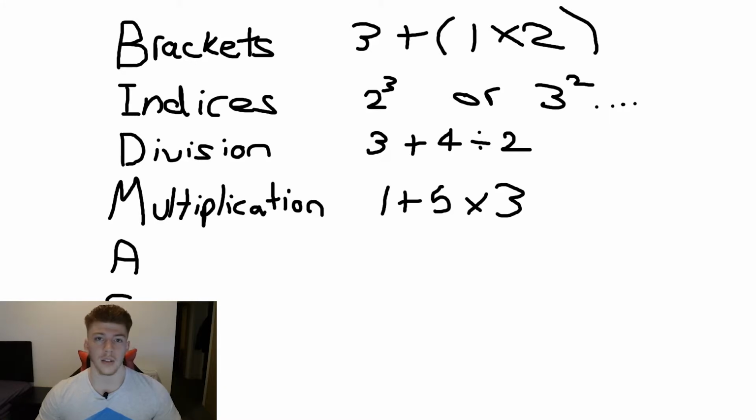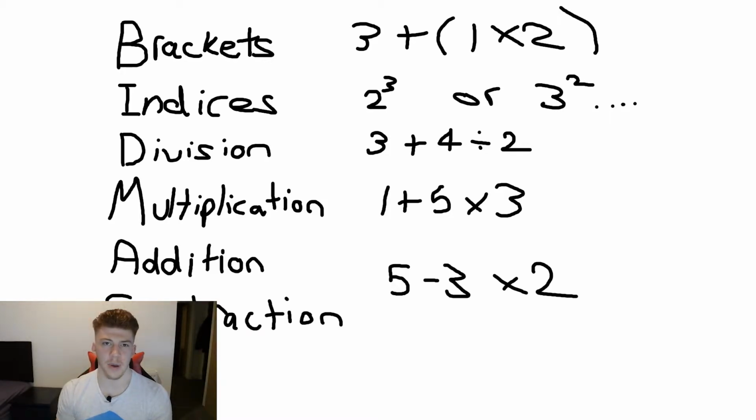5. So, after you've done your brackets, your indices, your division, you then move on to any multiplication that's in your equation. So, in the example here, we've got 1 plus 5 times by 3. Now, without following BIDMAS, you're going to get 1 plus 5 equals 6. Multiply that by 3, and you get 18. But that is wrong. You want to follow the BIDMAS rules, you want to do the multiplication first. You're going to do 5 times 3, which is going to give you 15, plus the 1, which will give you 16, which is the right answer.